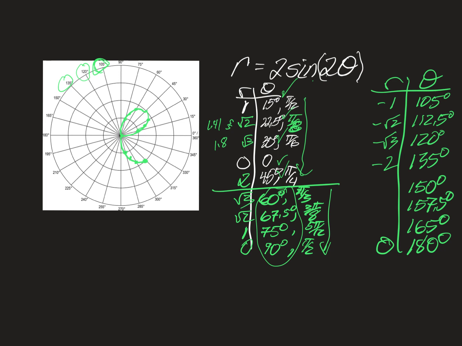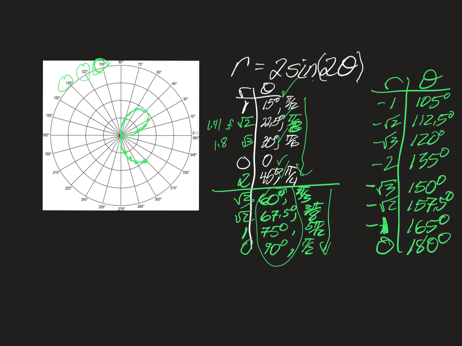Pretty slick what's happening. And you can see that we're probably going to get these same numbers in reverse. But if I plug the 150 in, 150, if you want to know, is 5 pi over 6. So 2 times that becomes 10 pi over 6, or 5 pi over 3. And the sine of 5 pi over 3 is negative square root of 3 over 2. So this becomes negative when you multiply it by 2. These will also be negative.